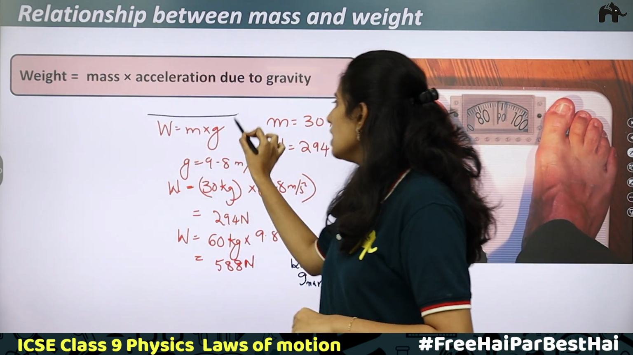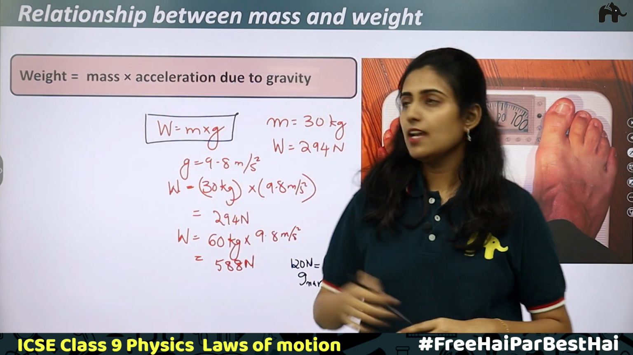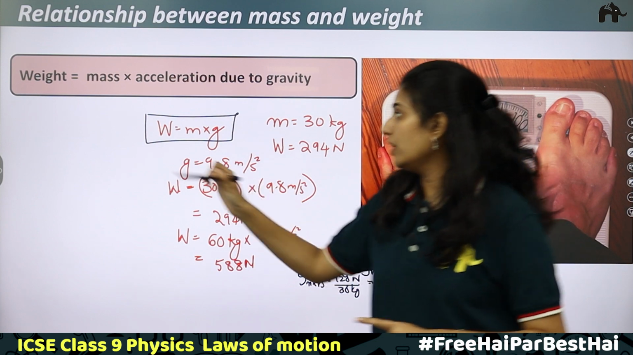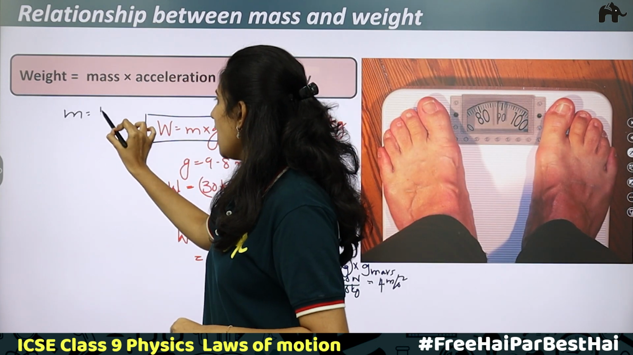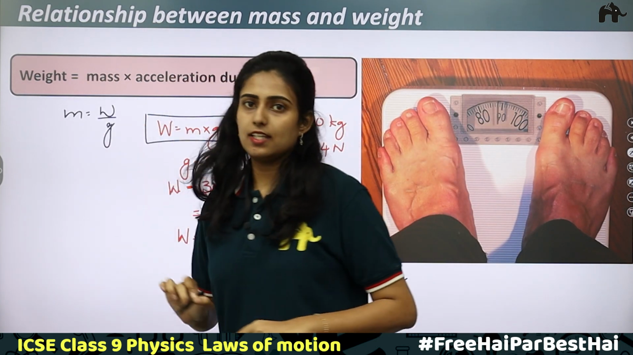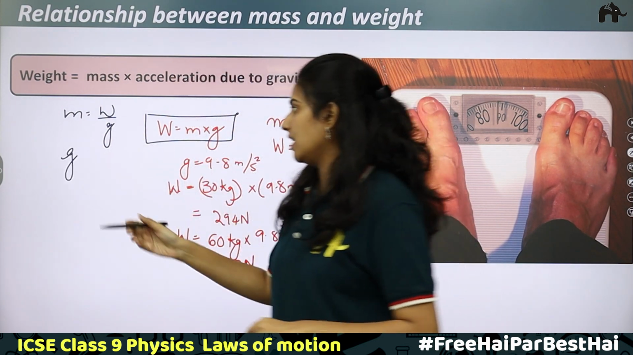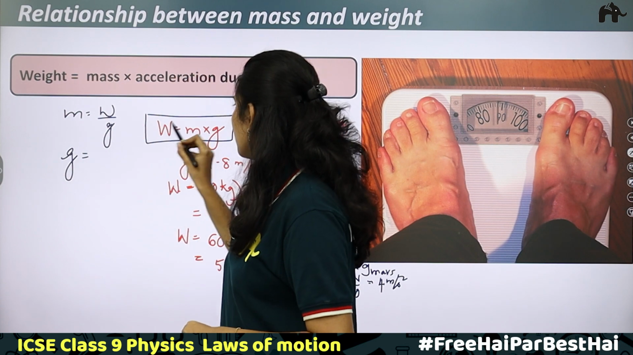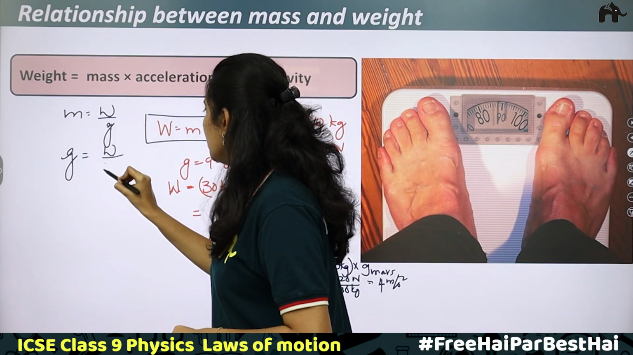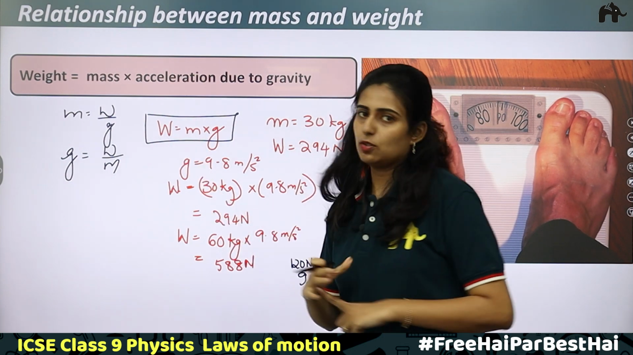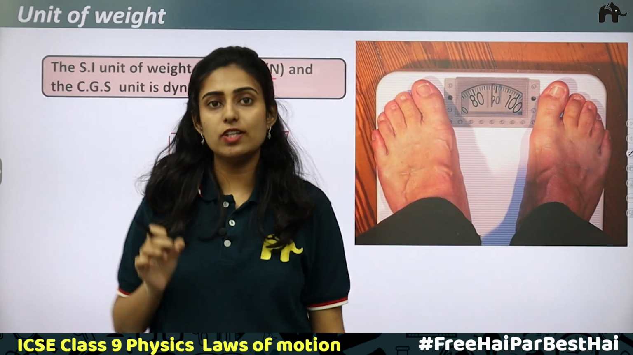So this is the relation between weight, mass and acceleration due to gravity. Weight is equal to mass into acceleration due to gravity. If weight and acceleration due to gravity are given, we can find the mass. Mass will be equal to weight divided by acceleration due to gravity. Now, to find the acceleration due to gravity on any planet, if the weight and mass are given, weight divided by mass gives you the acceleration due to gravity on that particular planet.